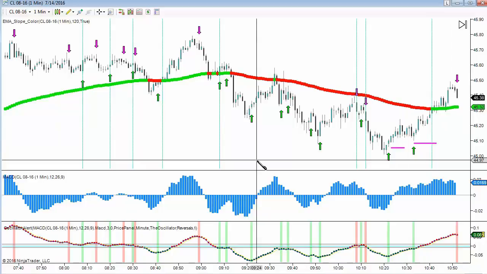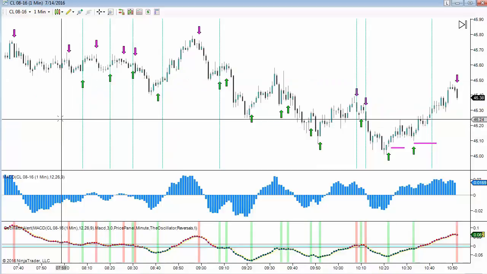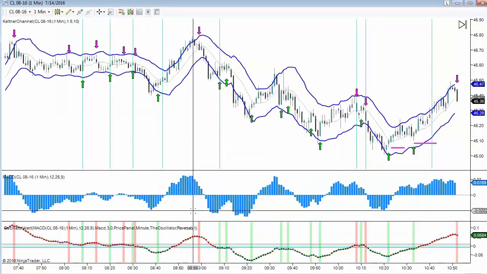Now, those of you that do trade extremes and look for highs and lows, there's another alternative here. You can remove your EMA slope color. And now I want you to scroll down to another naked indicator here. There's one called a Keltner channel. And if you activate that, now take a look at what we've got.